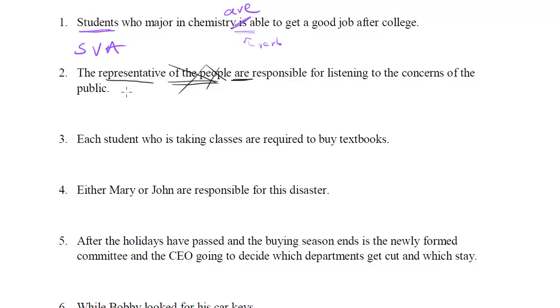The representative of the people. This is singular, whereas the verb is plural, so we want to change this so that it agrees. So this can become is. This is another example of subject-verb agreement.